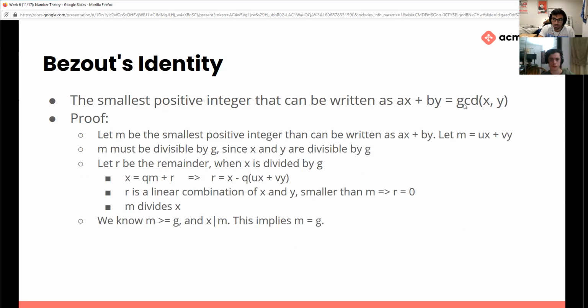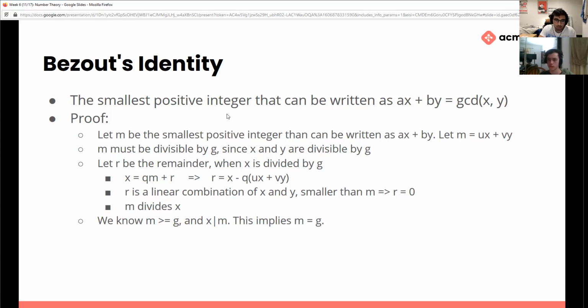Before we do that, though, we should cover, I think it's Bezout's identity. Not sure how to say it, but basically the identity is that the smallest positive integer that's a linear combination of x and y, which is ax plus by, is the GCD of x and y. We can prove this, but let me just make sure: do you guys understand what the statement is? Basically, we're saying that of all the linear combinations of x and y, the smallest one has to be the GCD of x and y.